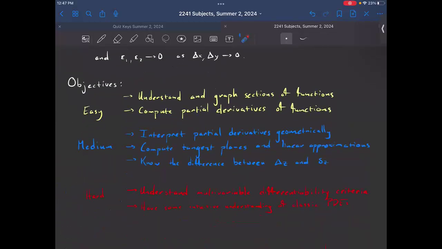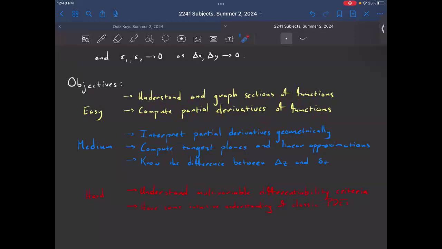So the things I want you to know from this section are, I want you to understand and be able to graph sections of functions. You should be able to compute partial derivatives of simpler functions. Sometimes there will be some complicated stuff, but more or less, this is all stuff that you know from Calc 1. The actual computation is not new. All we do is ignore one of the variables when we compute an x or y derivative.